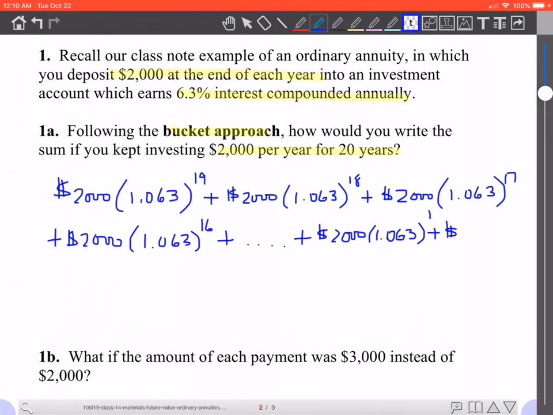And then finally, year 20 rolls around, you make your last $2,000 deposit. It, unfortunately, will not collect any interest. Keeping in mind, again, that this is an ordinary annuity, so that's telling us that these deposits are made at the end of each year.